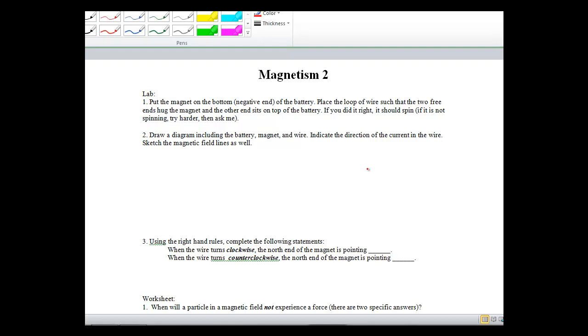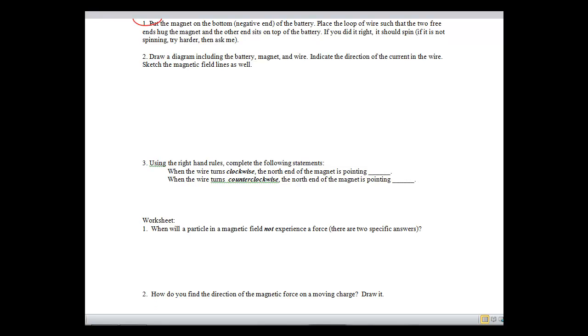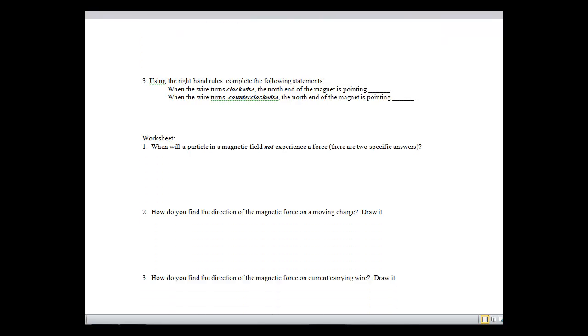Alright, so we're now talking about magnetism 2. As we go through this, the lab part you're going to do in class, so we're not going to talk about that. So, we are talking all about forces.